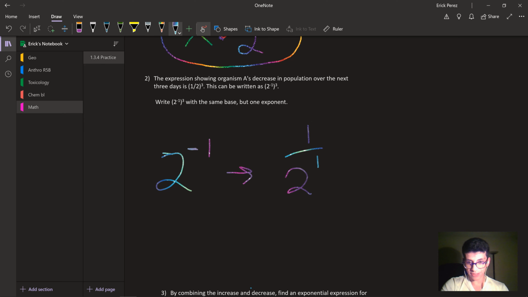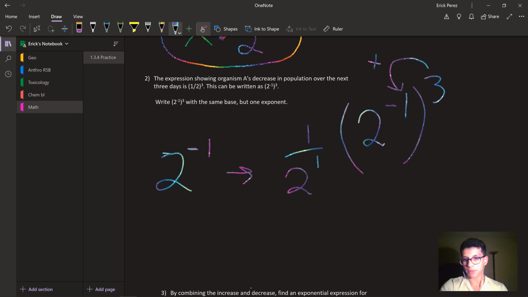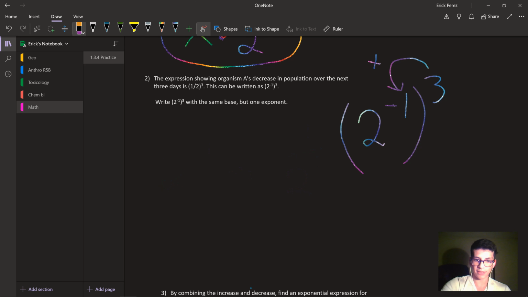Things get a little bit complicated when you have powers to powers. Okay, so if I have 2 to the minus 1 to the 3rd power, what you have to do is take this 3 and multiply it by that minus 1. And what should that get you? What is 3 times negative 1? I'll give you a little bit of a second to answer that while I erase.